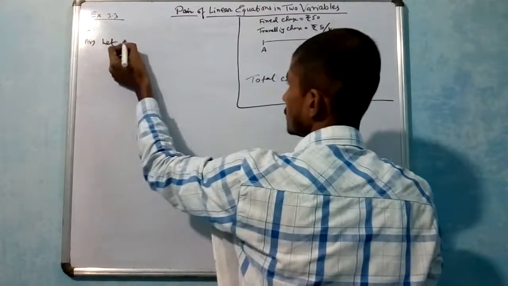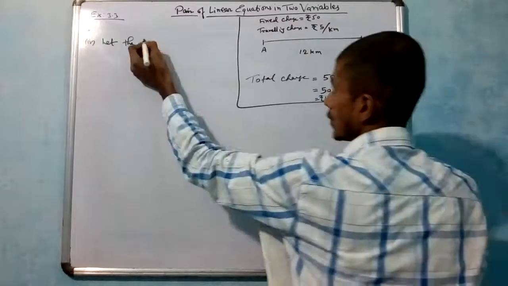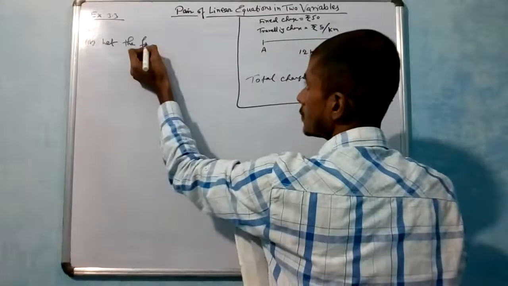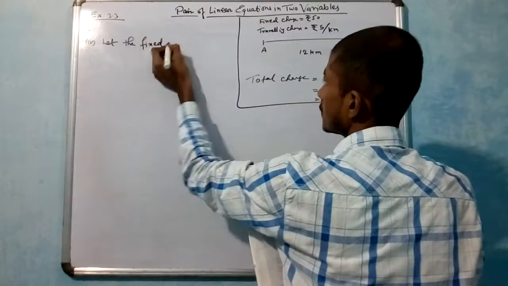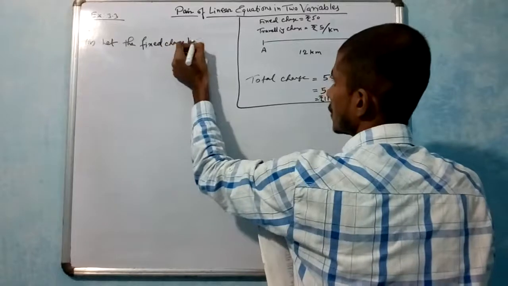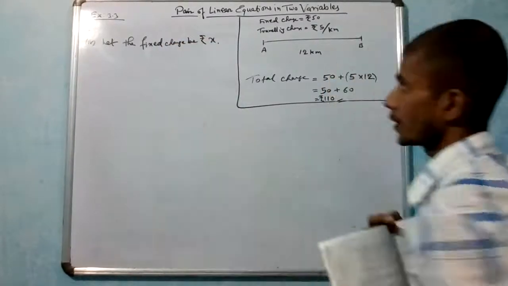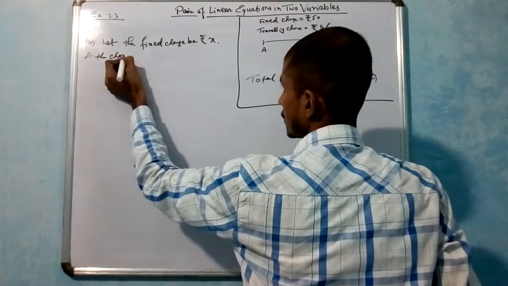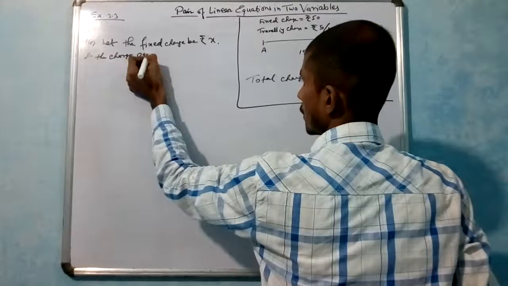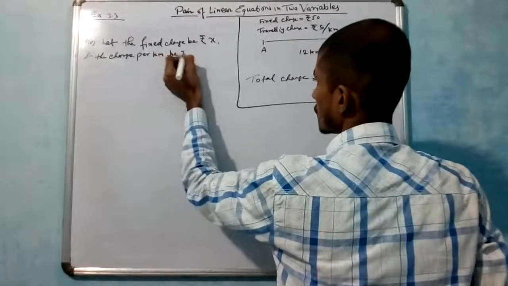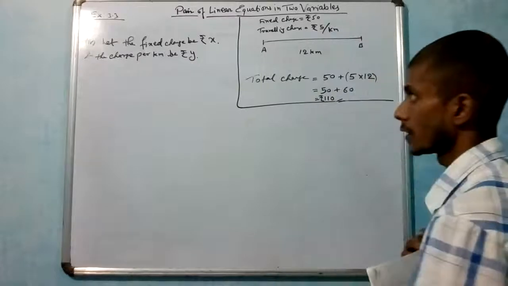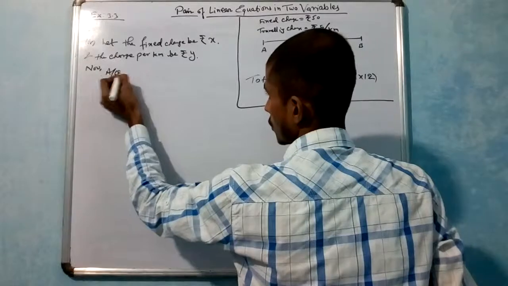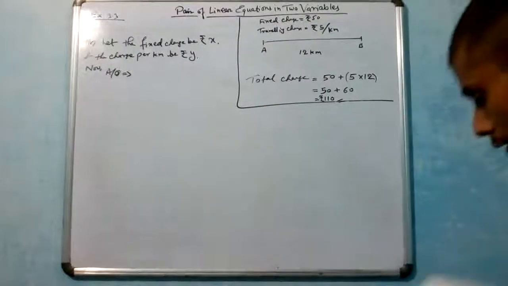Let the fixed charge be rupees X, okay, and the charge per kilometer be rupees Y, okay. Now according to the question, now let us read.